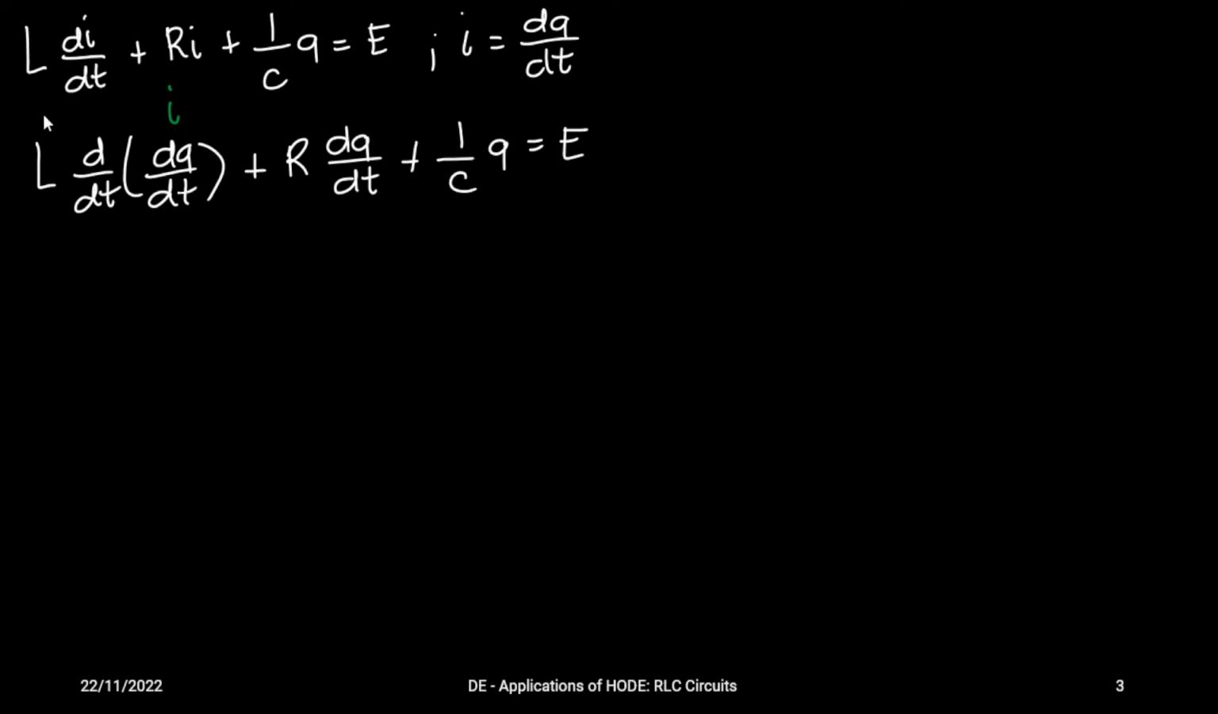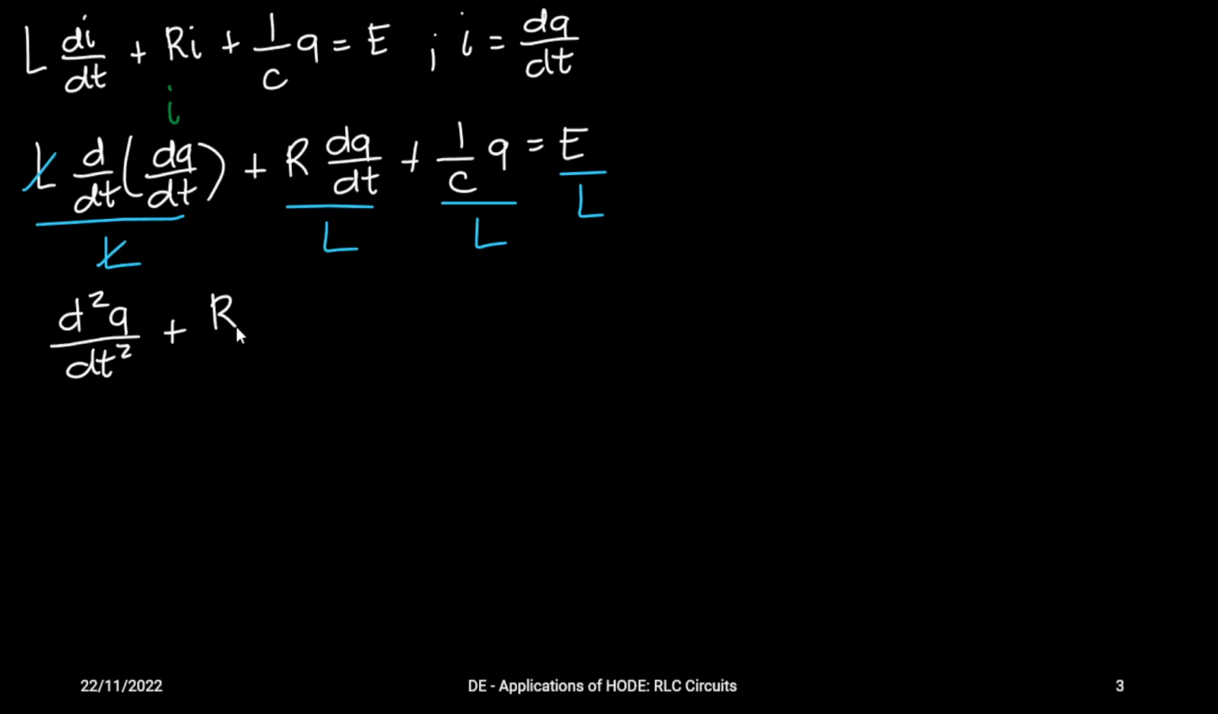So simplifying, this is the second derivative. By the way, divide natin all terms by L, just so wala tayong numerical coefficient kay d squared q over dt squared. So we have here d squared q over dt squared plus R over L dq over dt plus 1 over LC q is equal to E over L.